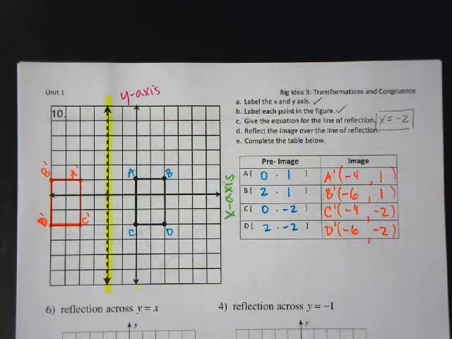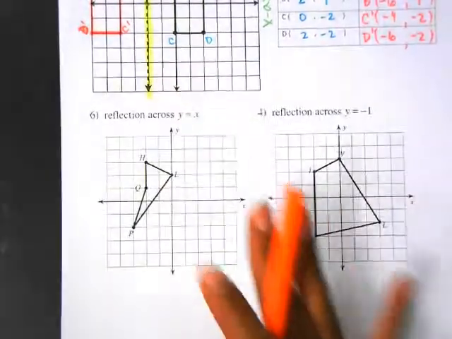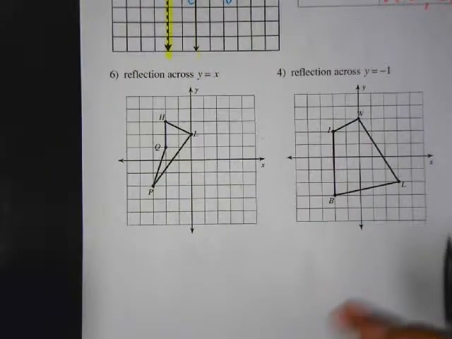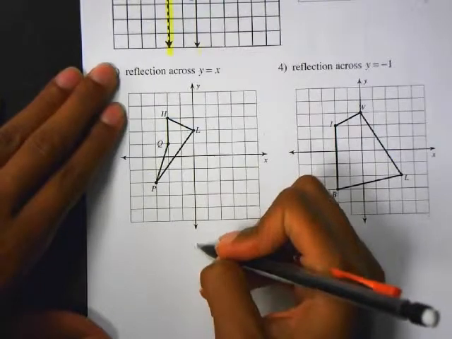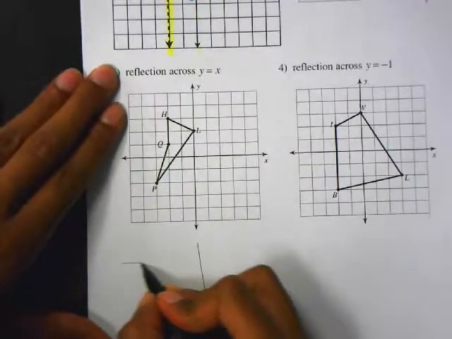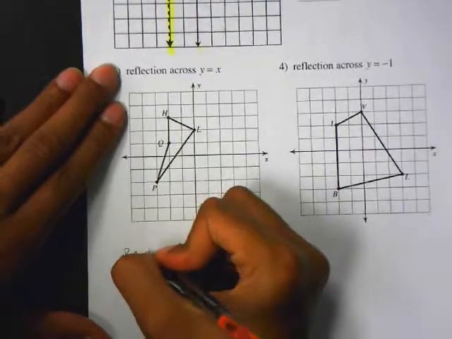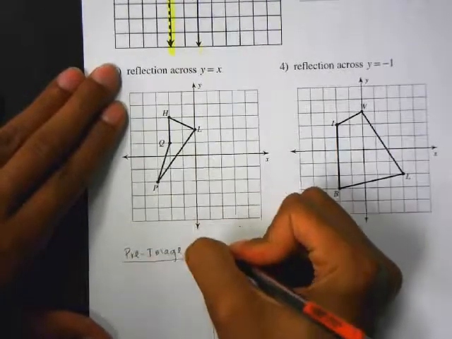Alright, next one. They want you to reflect this image over the y equals x line. So you'll notice for this one, I didn't give you the table. It is your job now to create your own table on all tests and quizzes. So we have our pre-image and we have our image. Alright? So our pre-image has H, L, P, and Q.